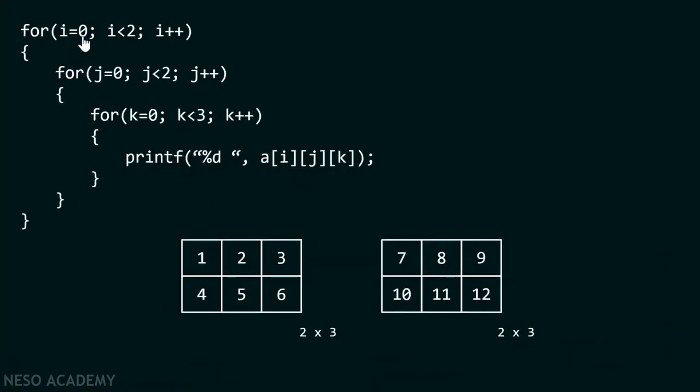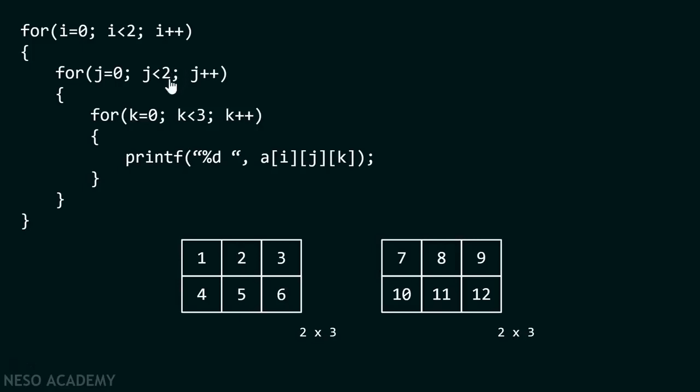As i is initialized to 0, that means we want to access the first 2D array first. And we can check that 0 is less than 2, right? Therefore the condition is satisfied. Therefore we will come inside this for loop, and in this for loop we are initializing j to 0. That means we want to access the first row of this first 2D array. j is less than 2, that is 0 is less than 2.